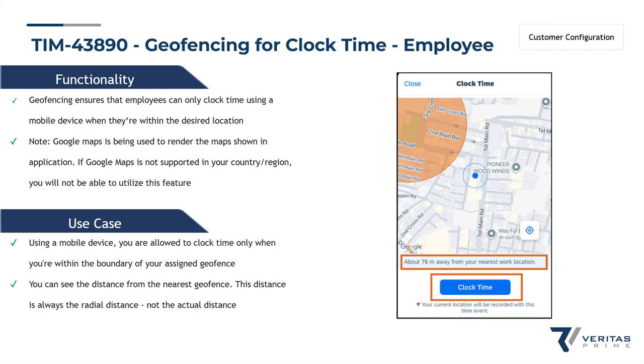The functionality of geofencing for clock time for employees is the same as admin, however, the use cases are different. While using a mobile device, you are allowed to clock time only when you are within the boundary of your assigned geofence. You can see the distance from the nearest geofence, where this distance is always the radio distance and not the actual distance.